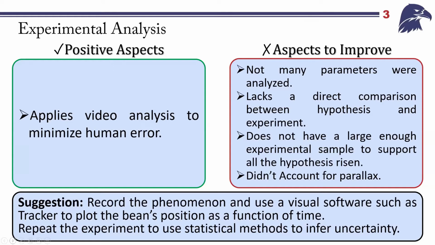He also didn't account for parallax. There was very little said about the experimental setup, and depending on the position of the camera, you could be not actually measuring it. You could have an underestimation of velocity, for instance. And that could even increase the error in the graph in slide 10.